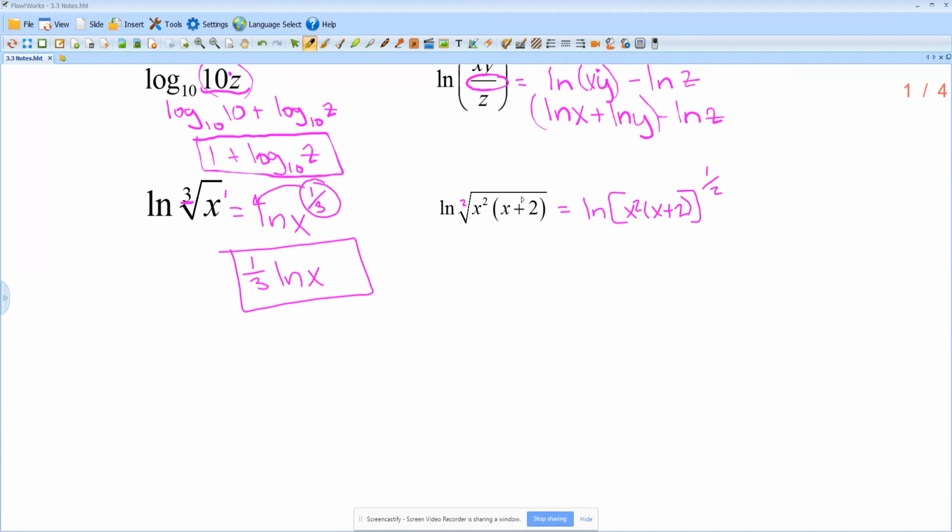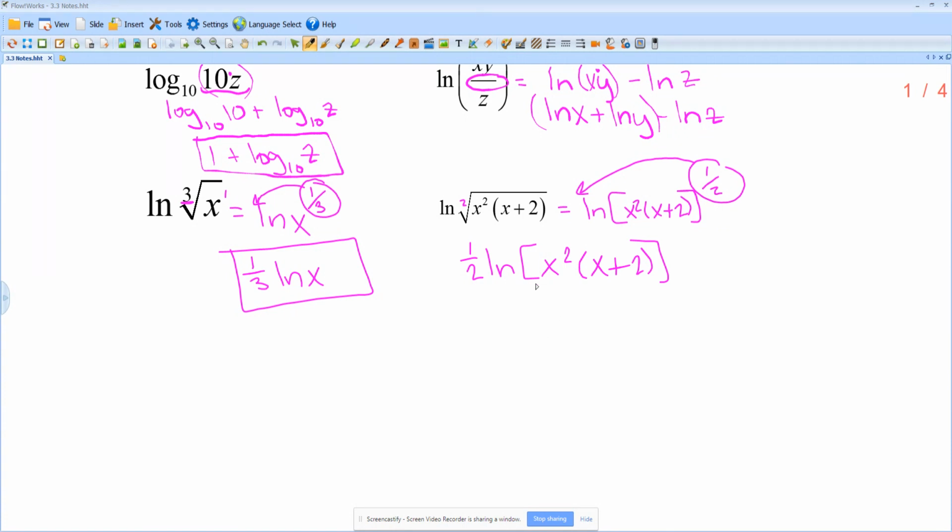This whole thing is to the first power. Each term has its separate power, but that's different. So this 1/2 is going to come down. Sorry if that confused you. And become 1/2 the natural log of x squared times x plus 2.